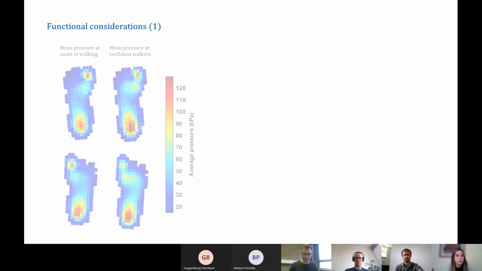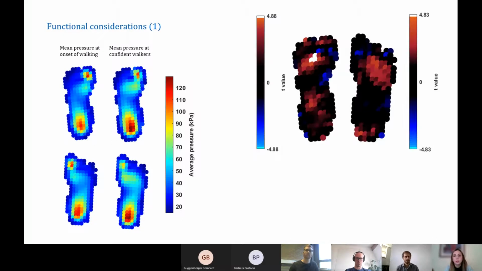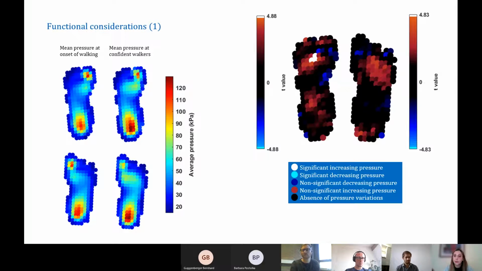Regarding functional considerations, our main statistical inference detected a significant increase in pressure in the central left forefoot. And I added a little legend here so you can also interpret the results. But apart from the significant increase in pressure, we can mainly detect non-significant increases in pressure across the plantar surface of both feet. Specifically in the right foot, you can see that the lateral to central forefoot is characterized by a large area of non-significant increase in pressure.